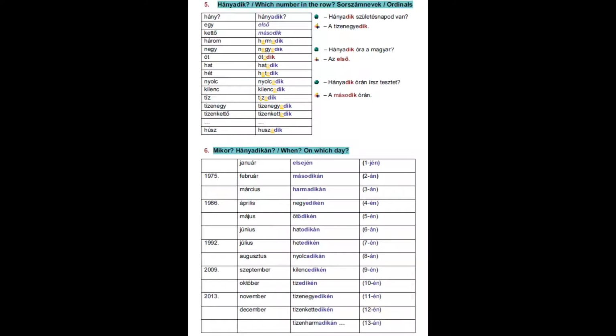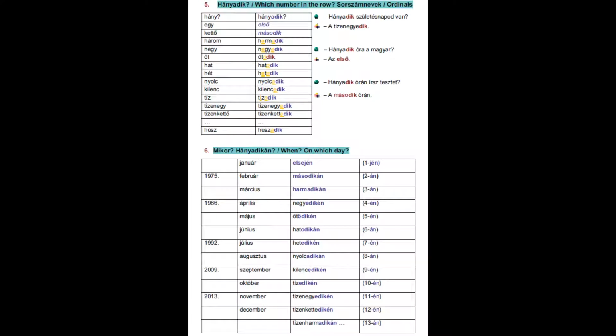So let's just go through, we're going to read through each column, and we'll do it slowly. We'll read through each of them, but really just pay attention to the ordinal endings we've already been studying, and how the endings change due to the vowels. Okay, ready? Kezdjük. Let's begin.